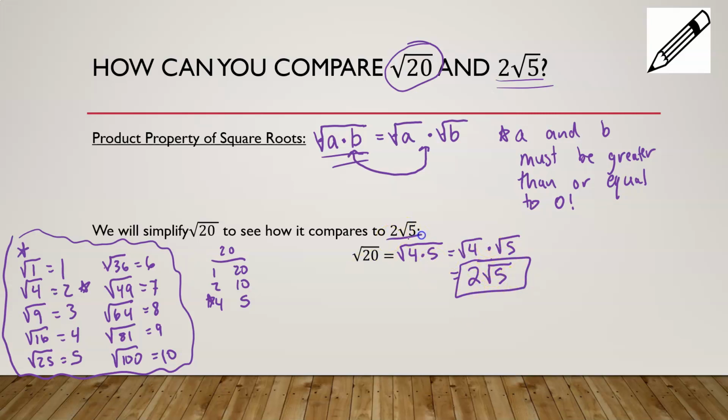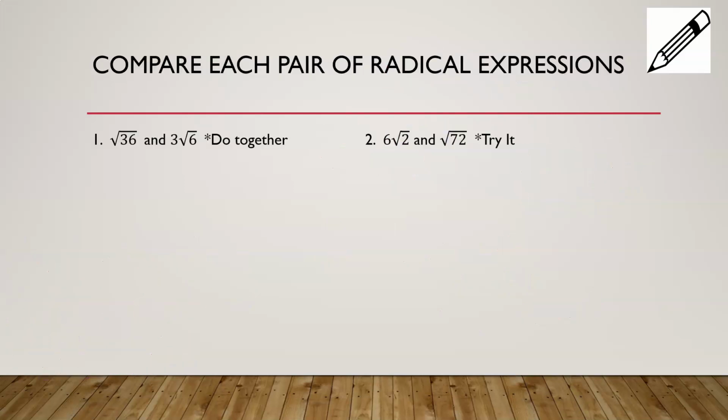Well, it asks me to compare it to 2 root 5. They're actually the same thing, and by simplifying, I was able to show that. But this process of taking a radical and simplifying it is really the main concept of today. Let's look at a few more examples.